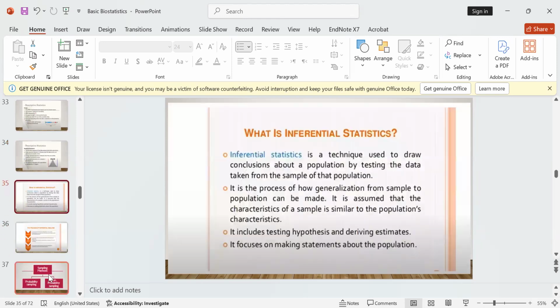What is inferential statistics? Inferential statistics is the technique used to draw conclusions about a population by testing the data taken from the sample of that population. It is the process of how generalization from the sample to population can be made. It is assumed that the characteristics of a sample are similar to the population's characteristics. It includes testing hypotheses and deriving estimates. It focuses on making statements about the population.